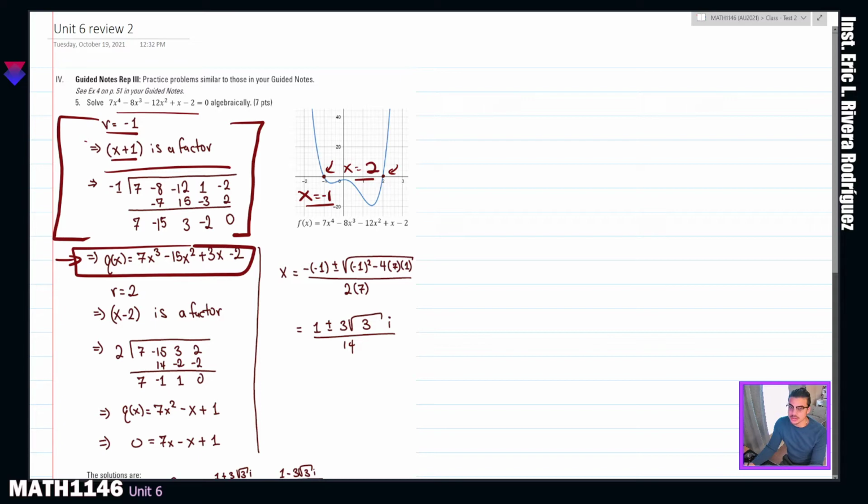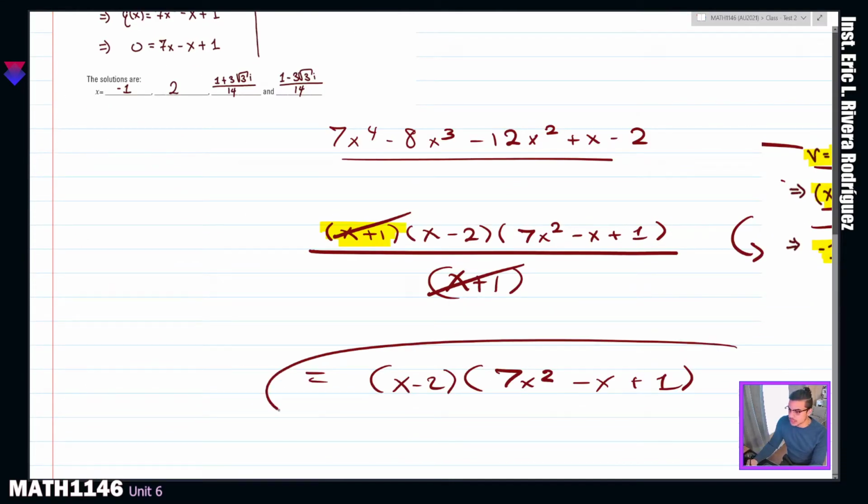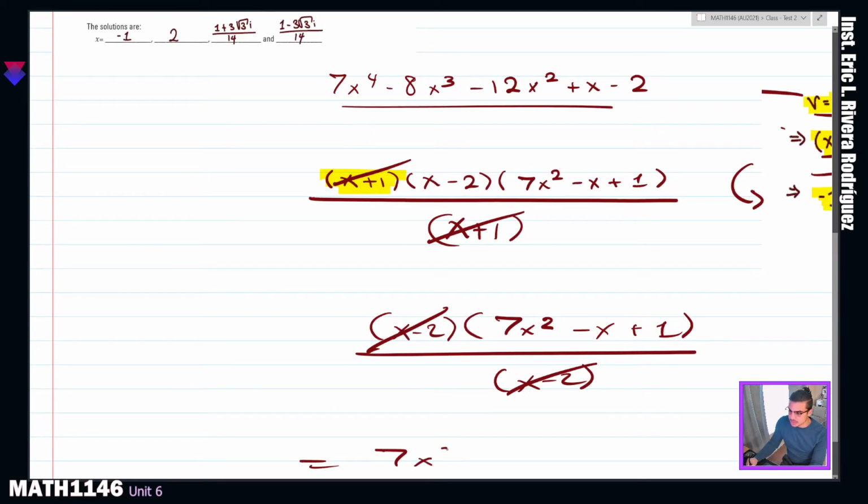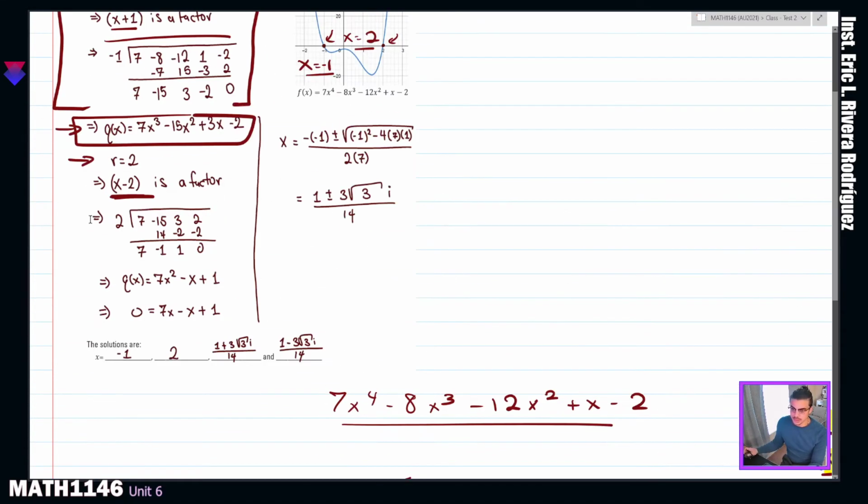So then you want to use the other 0, which is r equal 2. That means that now you are going to divide by the factor x minus 2. Okay, so now you are going to take this and divide by x minus 2 to cancel that factor, and hence get a depressed equation of 7x squared minus x plus 1. Okay, so that is the next depressed equation.